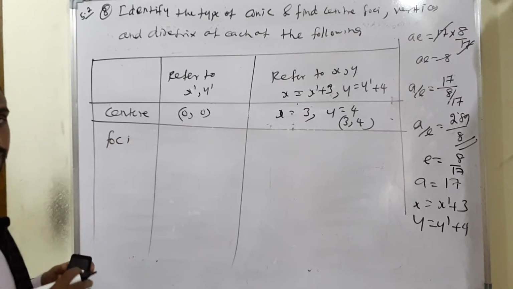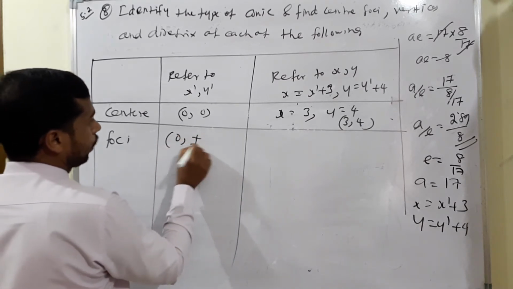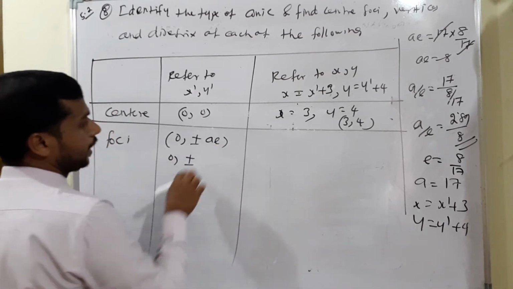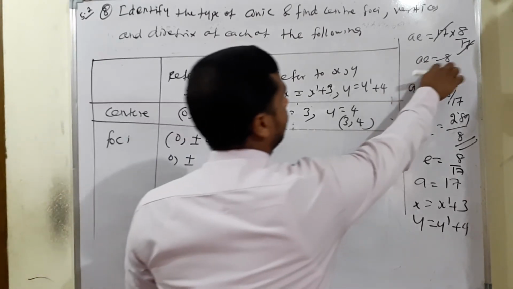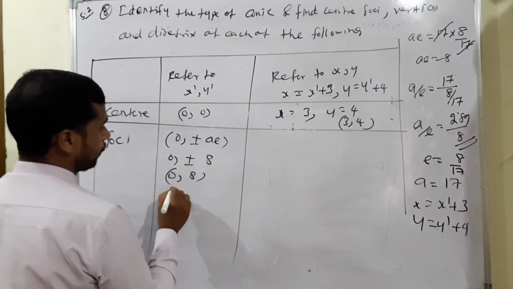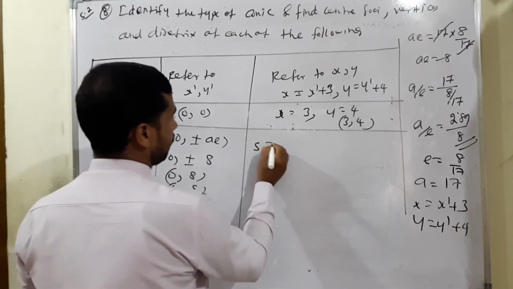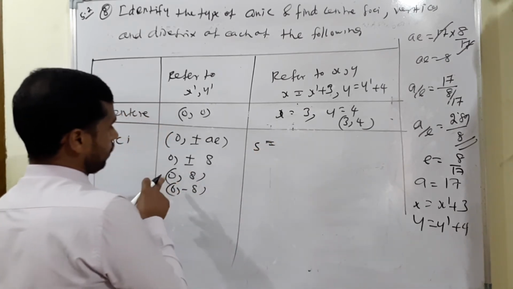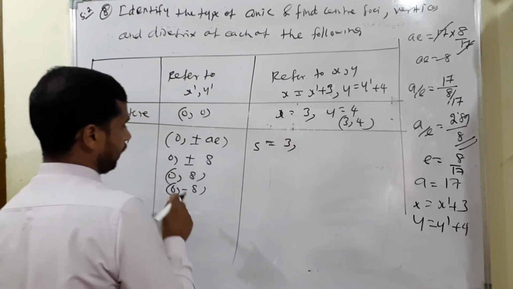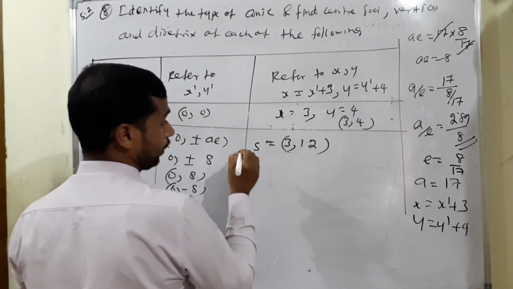Next condition, foci. This is major axis parallel to y axis. So, parallel to y axis means definitely 0, plus or minus AE. So, 0, plus or minus AE, and AE is equal to 8. Therefore, first condition 0, positive 8. Second condition 0, negative 8. So, focus S means S dash 0 means 0 plus 3 means 3 will come. The next condition 8 plus 4 is equal to 12. This is 3, 12 for S.